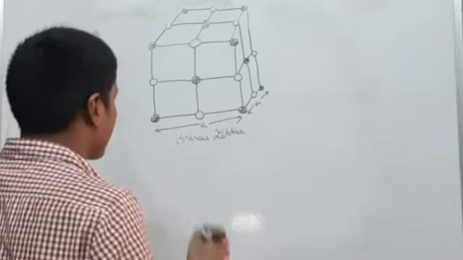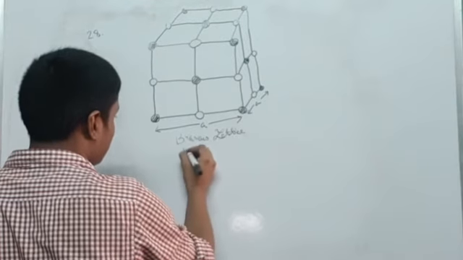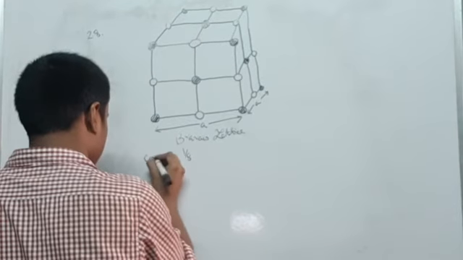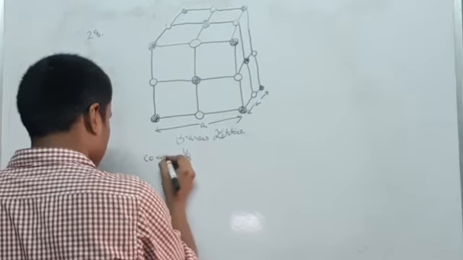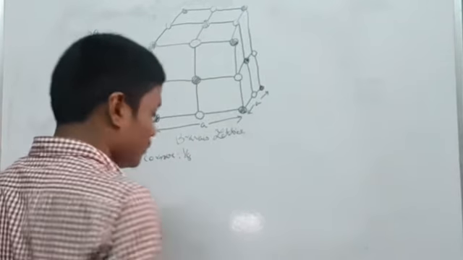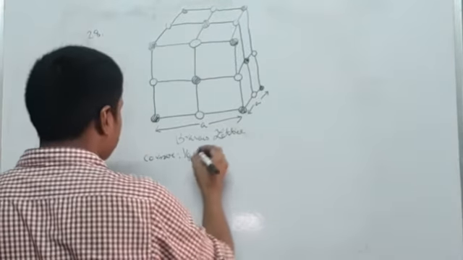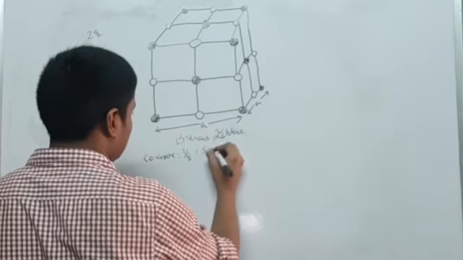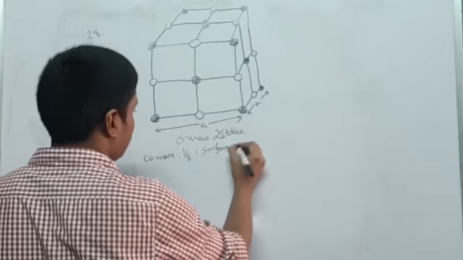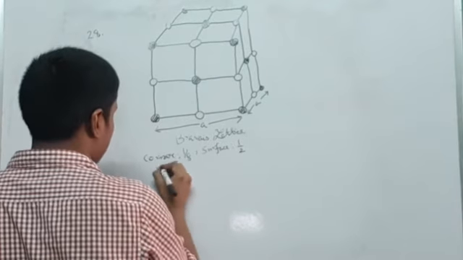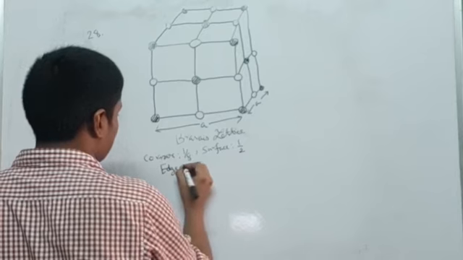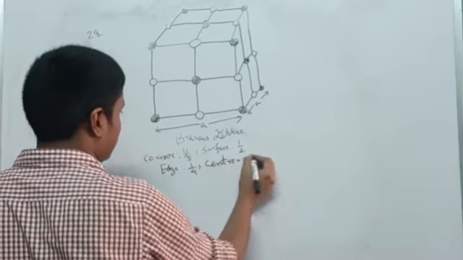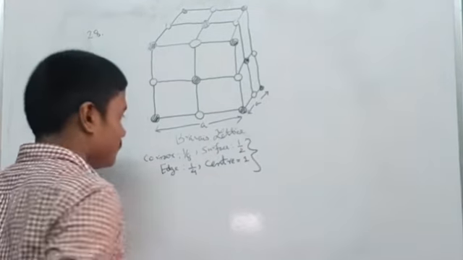You know that every atom on the corner is shared by 8 other cells. Corner shared by 8. The corner contribution is 1 over 8. The surface contribution is about half, and the edge contribution is about 1/4. And if it lies in the center, then it's exactly 1.